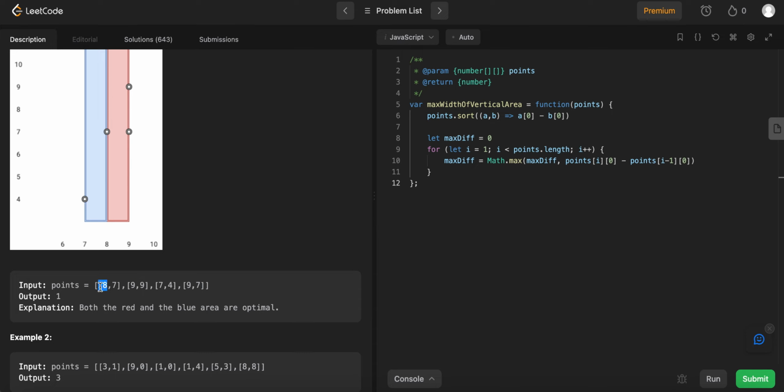So it's always subtracting, going back one element in the array, so that we'll come out with either a positive number or 0 if they both have the same x value. And then we're calling Math.max, comparing it to our current max diff value. Whichever one is greater will be set to the new max diff. And then we should be able to return that value.